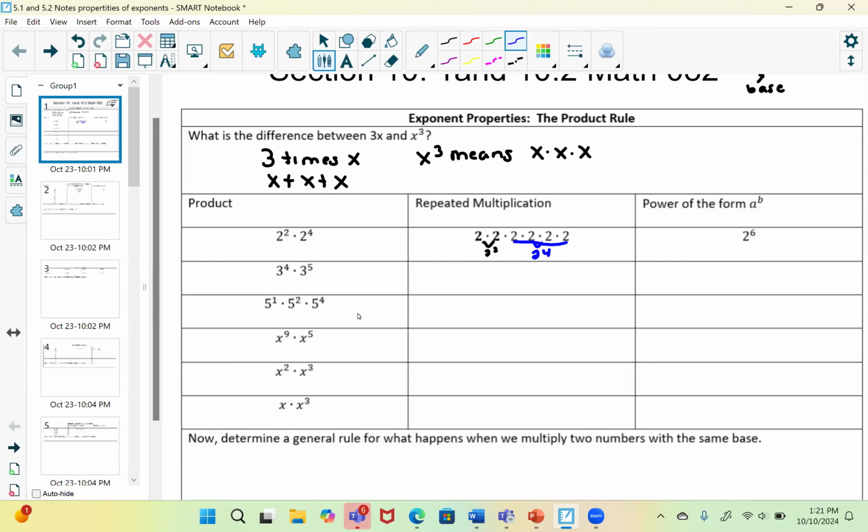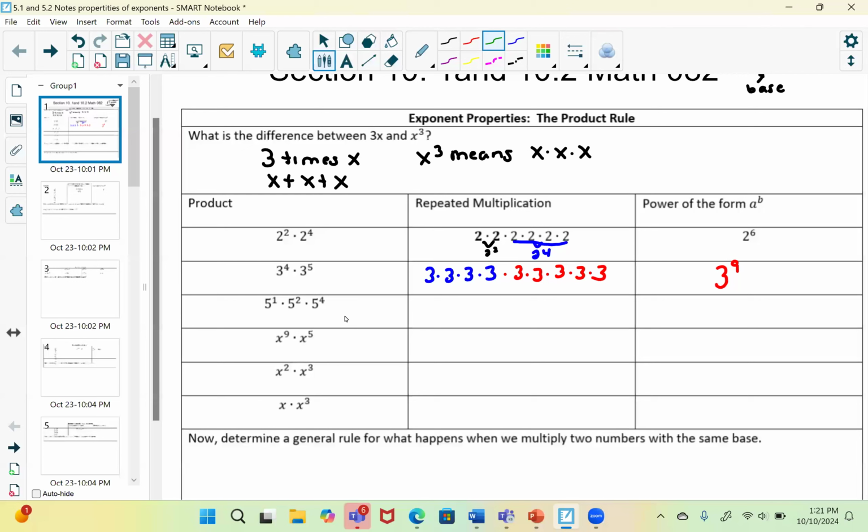We want to do this for all of them. So 3 to the fourth is 3 times 3 times 3 times 3. And then I'm going to multiply by 3 to the fifth, which means 3 times 3 times 3 times 3 times 3. So I need another 5 threes. If I count, I have 1, 2, 3, 4, 5, 6, 7, 8, 9 threes. So this is the same thing as 3 to the 9th power.